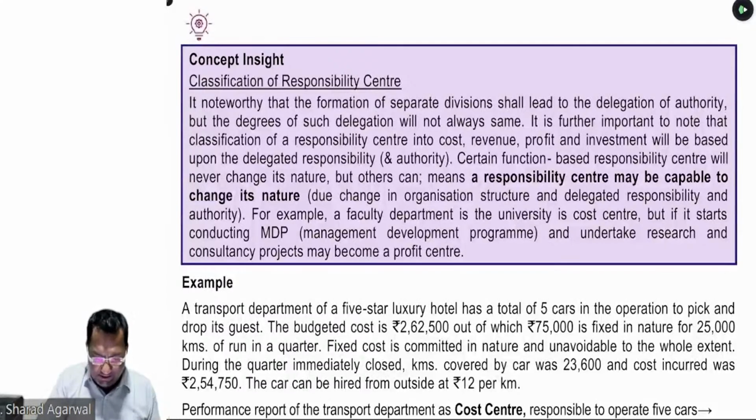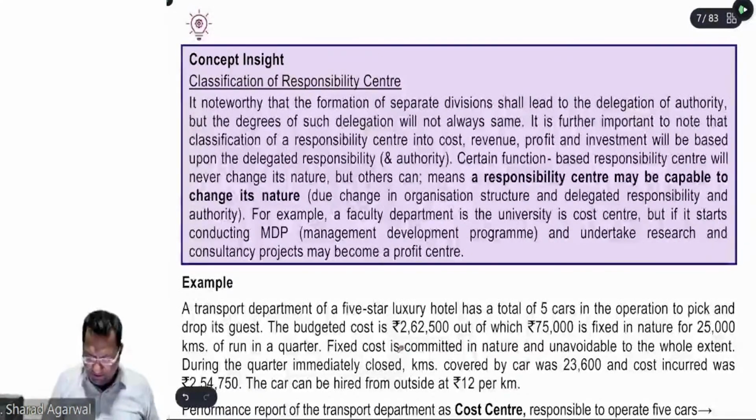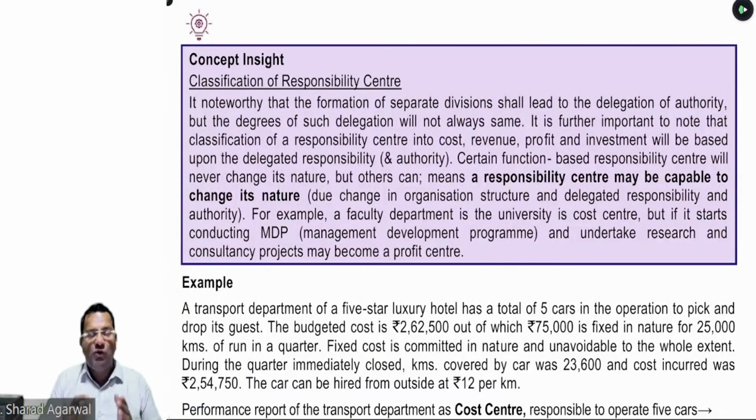The two data cannot be compared right now, beta, because 2,62,500 is the budgeted data for 25,000 kilometers. And always remember, whenever we are talking about the standard cost, it will be calculated based on actual output. This is the cost incurred for actual output. So therefore, we have to revise the budget. If the budget has been prepared for 23,600, we have to find out what will be the cost.